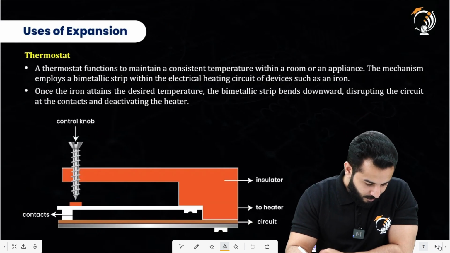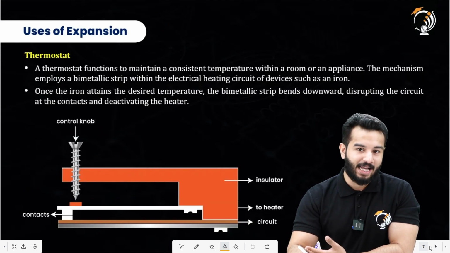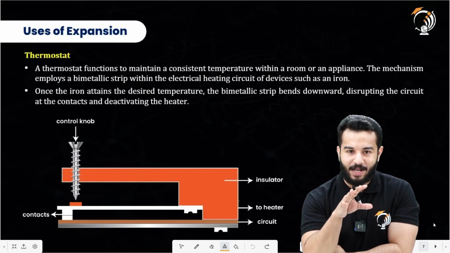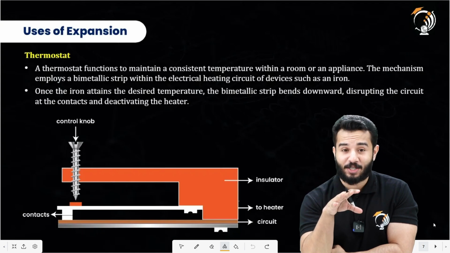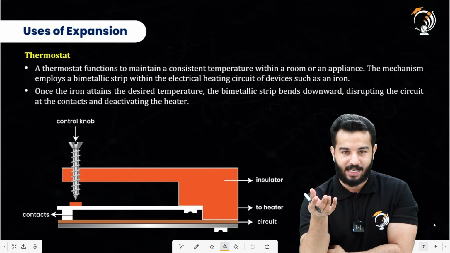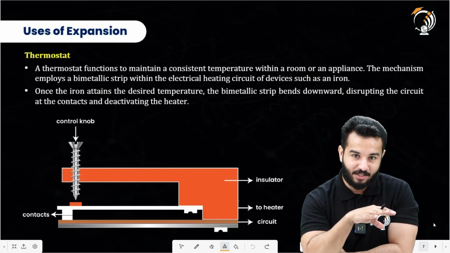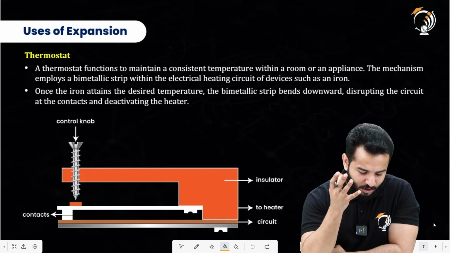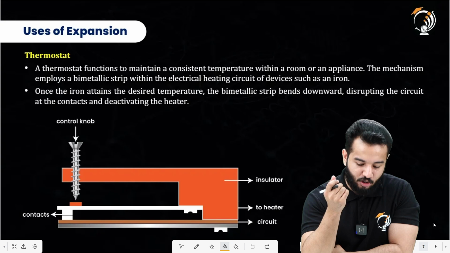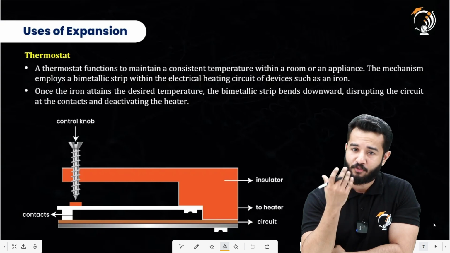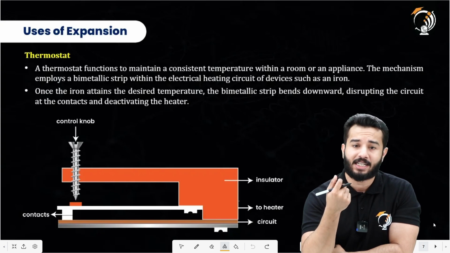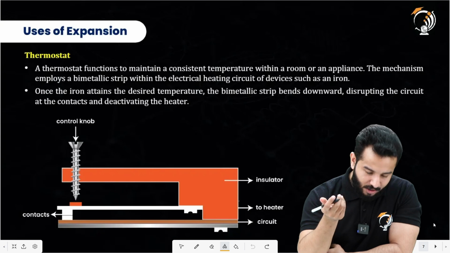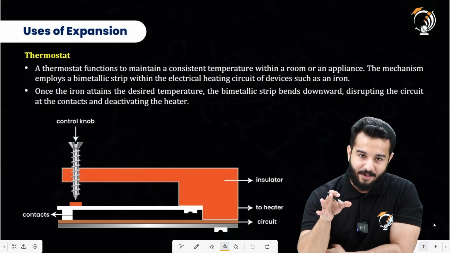Moving on, the next case for a bimetallic strip: first we talked about the uses of thermal expansion, and in that we talked about the bimetallic strip. Now we are talking about the uses of the bimetallic strip. We have already discussed how a fire alarm works. Now we are talking about a thermostat. A thermostat is a device which maintains the temperature of any appliance, or it can maintain the temperature of a room as well, right? So how does it work? It works on the same phenomenon.